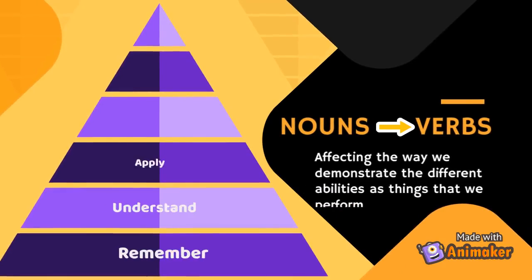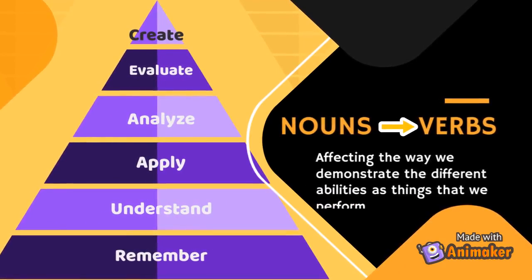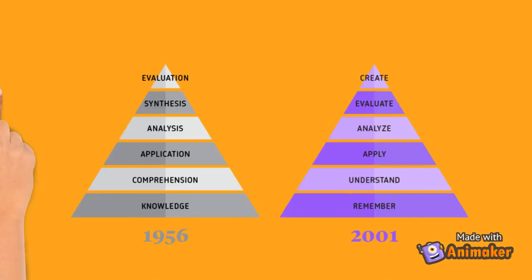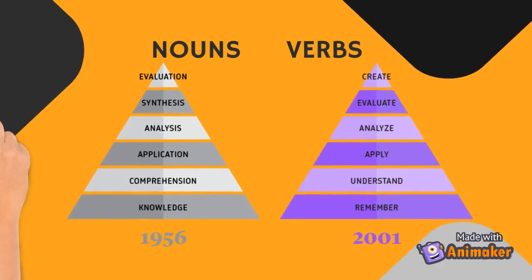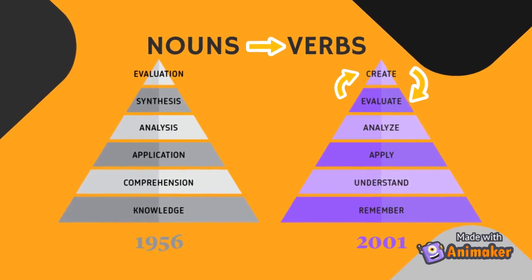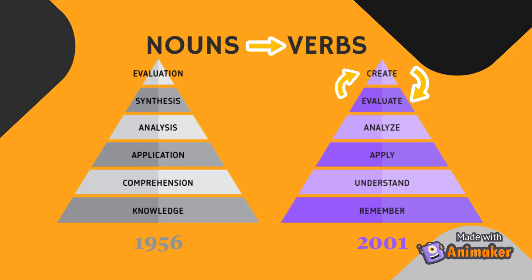The shift of the form of words used from nouns to verbs provided learners a clearer set of objectives of what is expected of them. It also affected the demonstration of the different abilities involved. In the revised Bloom's taxonomy, the verbs used are remember, understand, apply, analyze, evaluate, and create. You will also notice that the highest ability in the hierarchy is create and the second to it is evaluate, which is the opposite of the first version of the taxonomy.